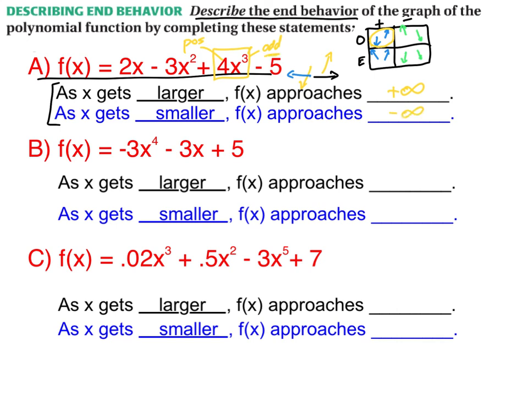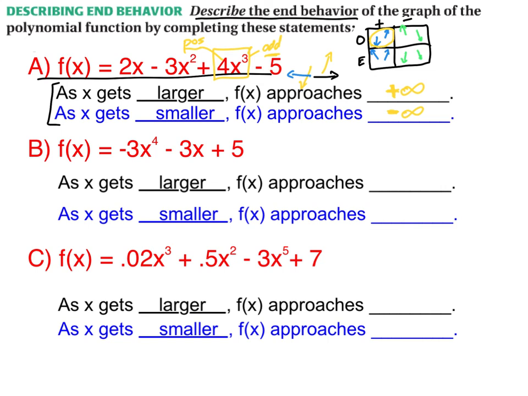Notice it's odd, and I have opposing symbols, positive, then negative. And if it's odd positive, you go positive, then negative. All right, if it was odd negative, you do negative, then positive.